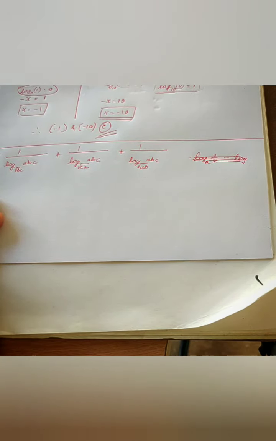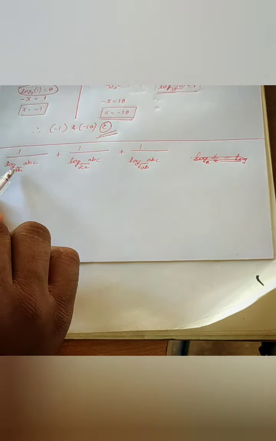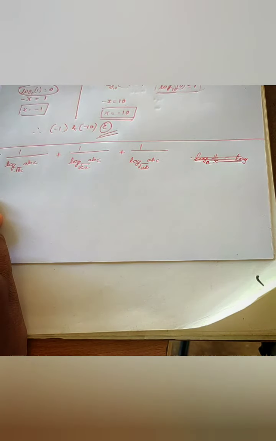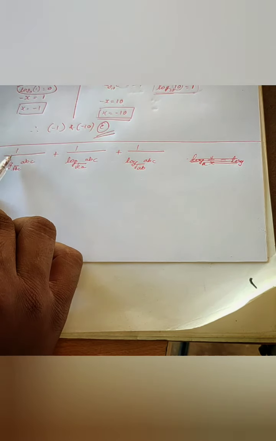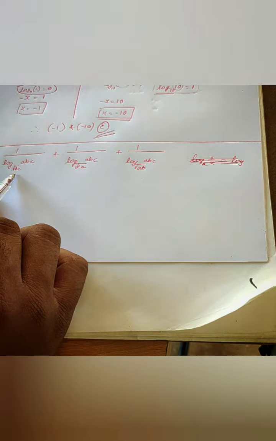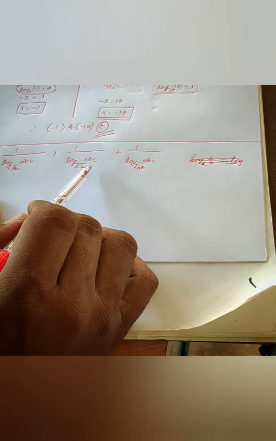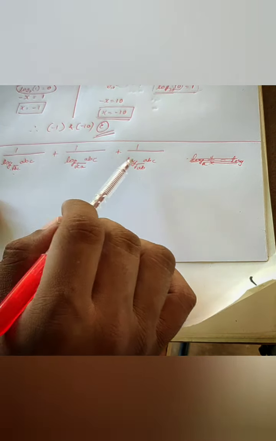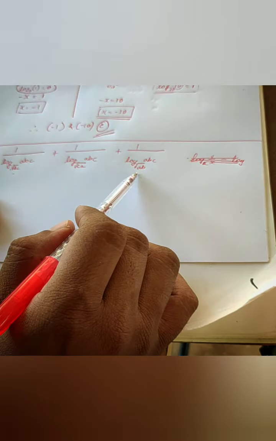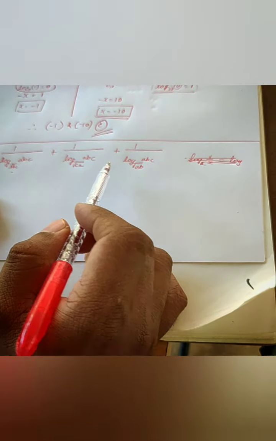Okay, so moving on to the second question, you can see in your question paper, this is the particular question you're looking for. In that, I can say 1 by log of ABC to the base root of BC, 1 by log of ABC to the base root of CA, and 1 by log of ABC to the base root of AB. I need to find the value of it.